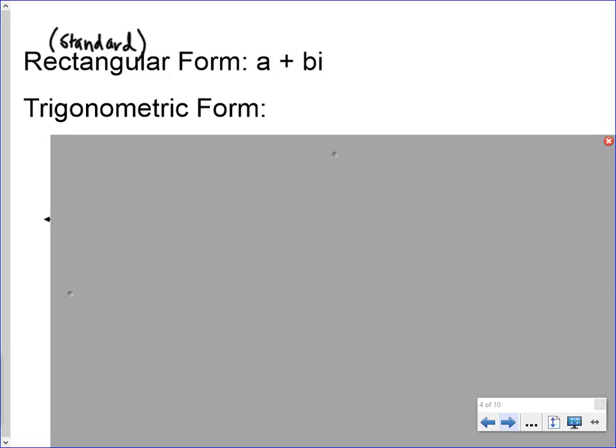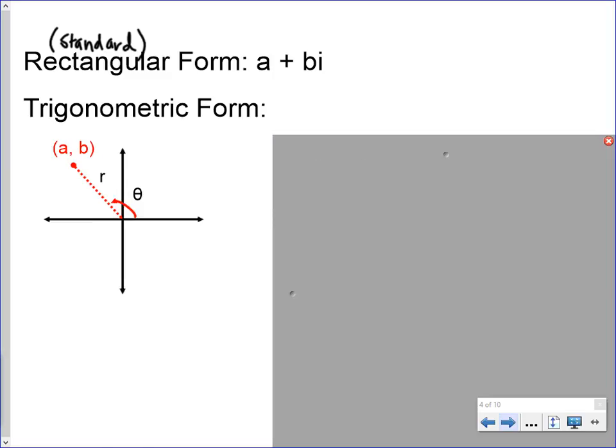I'm going to show a picture here, and I usually put the point in quadrant 1, but in this picture I just put it in quadrant 2. It could be in any quadrant. I always draw it in quadrant 1, so I wanted you to do one where I'm drawing it in a different quadrant.